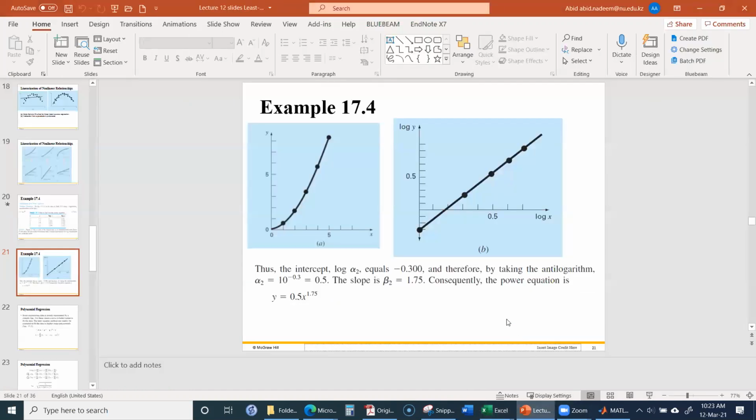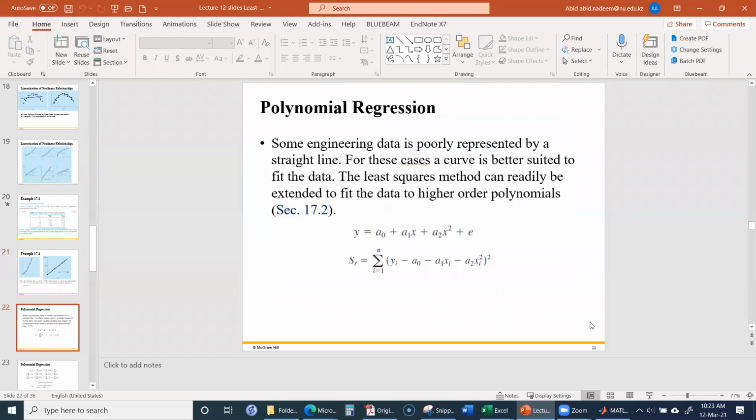No. All right, so that was the linearization. And then next is the polynomial regression. Okay, so it is the same in approach as the linear regression, but instead of fitting a line, we will be fitting a curve. So some types of data fit very well with a curve instead of a line. So we can start with the second order polynomial.